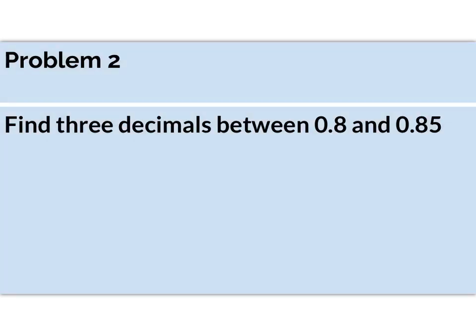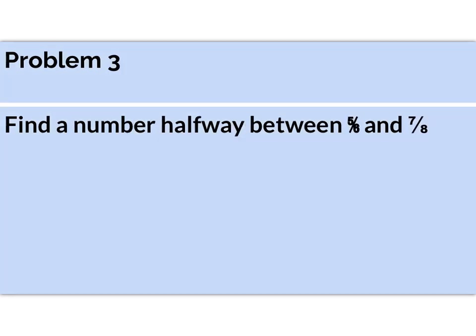So find three decimals between 0.8 and 0.85. Okay. You can't compare decimals unless they have the same place value. So look, we got 80. And we know three numbers. We got 81, 82, 83, and there are actually four numbers. So 84, we found four numbers.